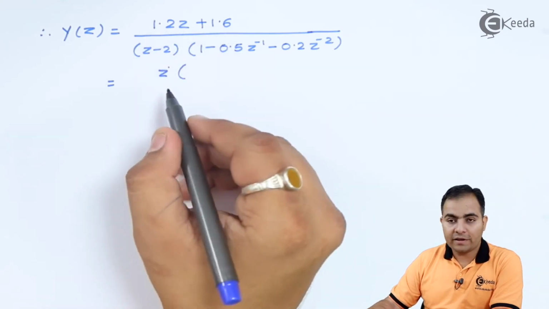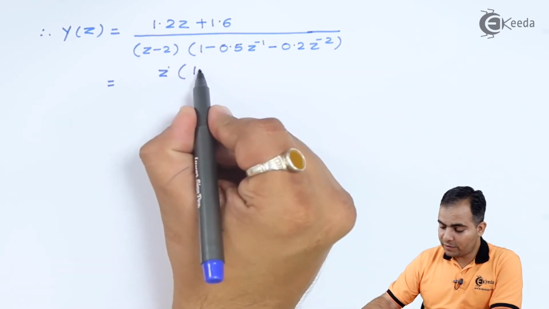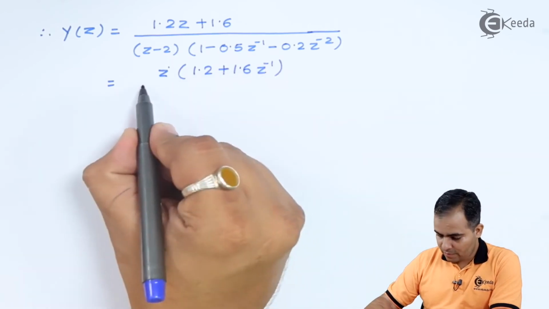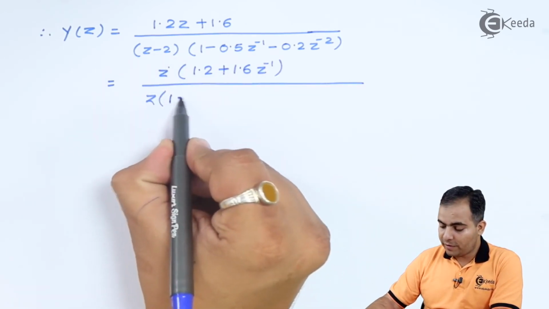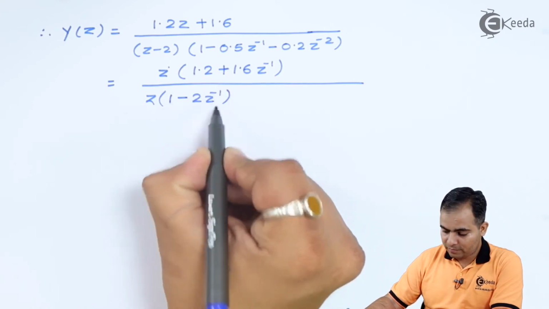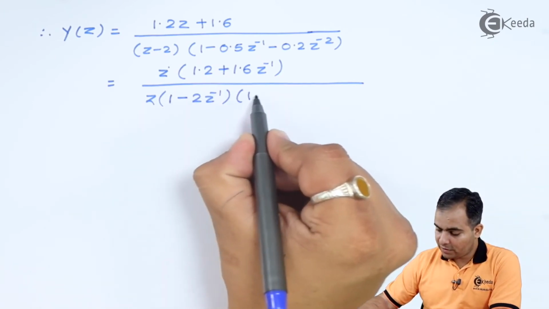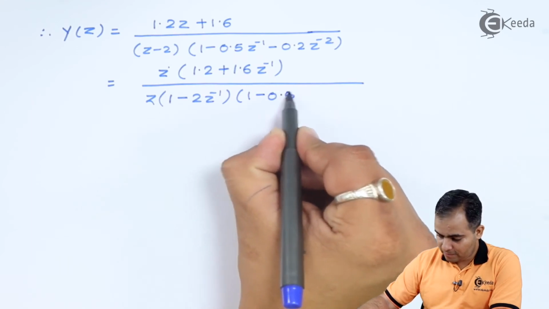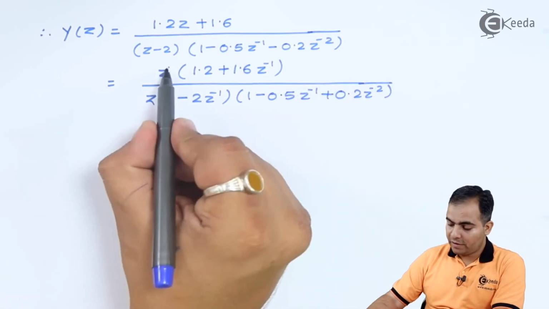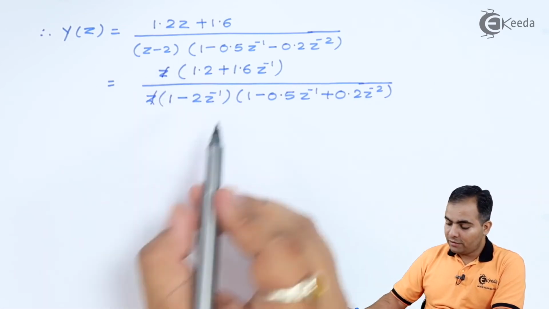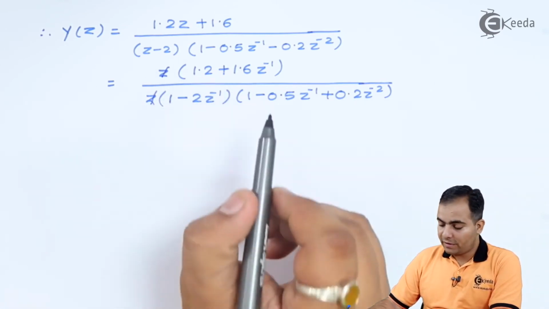From this numerator I have taken z common, so the first term is 1.2. From these two parts I have taken z common, so this will be represented by this, and the last part remains as it is. Now I can say that this z gets cancelled, so this will be the next result.